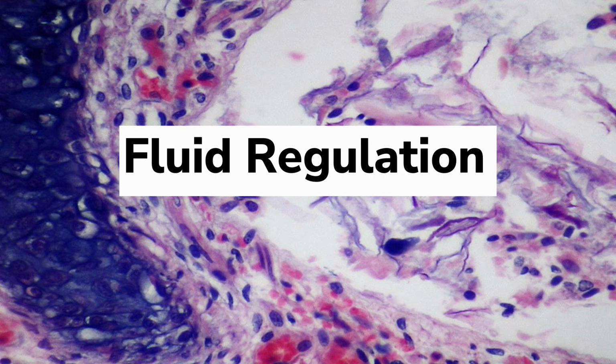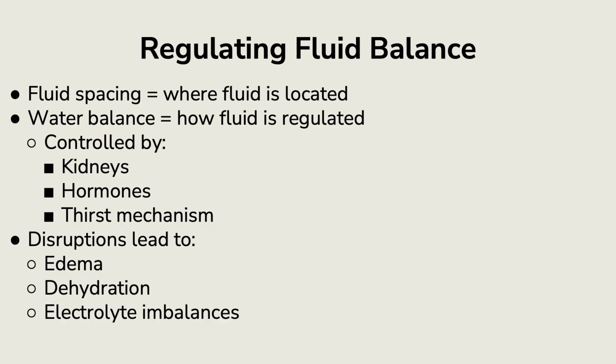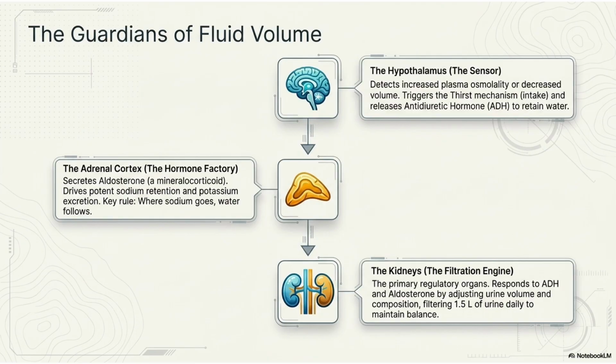Fluid regulation, let's talk just briefly about regulating fluid volume. Fluid balance, we already kind of talked about that. Fluid balance depends on proper regulation by the kidneys, hormones, and thirst mechanisms. Disruptions in these can lead to dehydration, edema, or electrolyte abnormalities. The kidneys are continuously monitoring fluid status and adjusting urine production to maintain this balance. These are the guardians of fluid volume. That means basically they maintain it and regulate it.